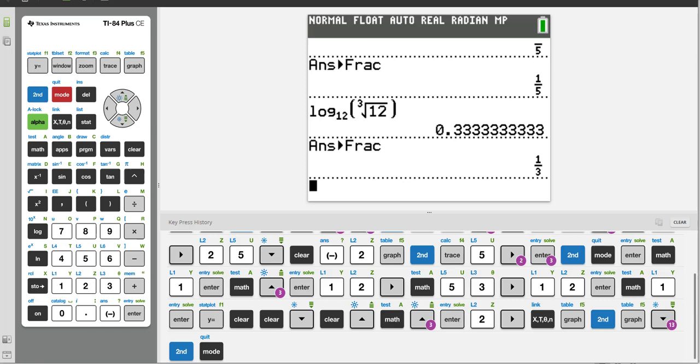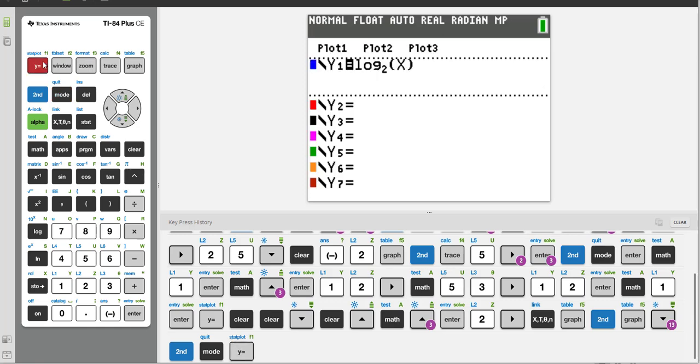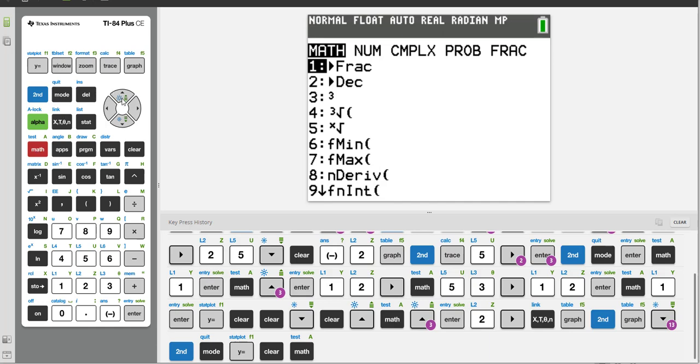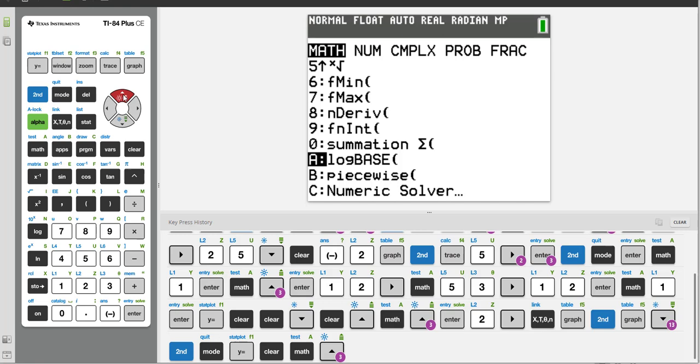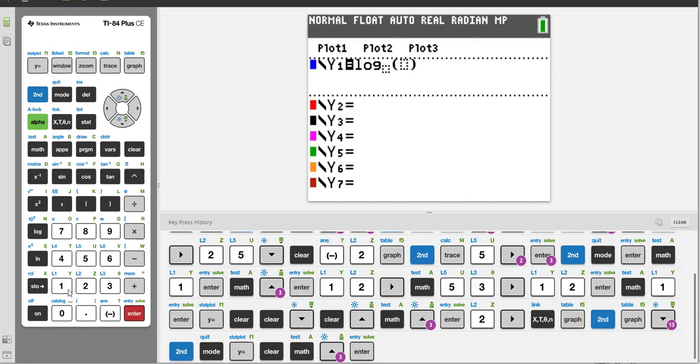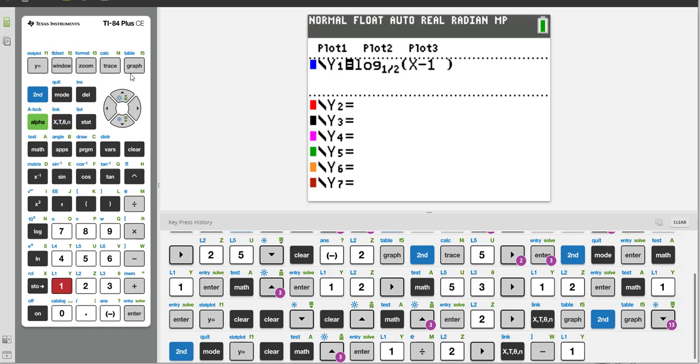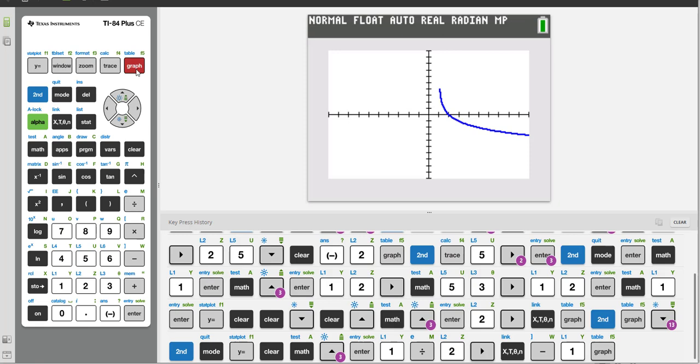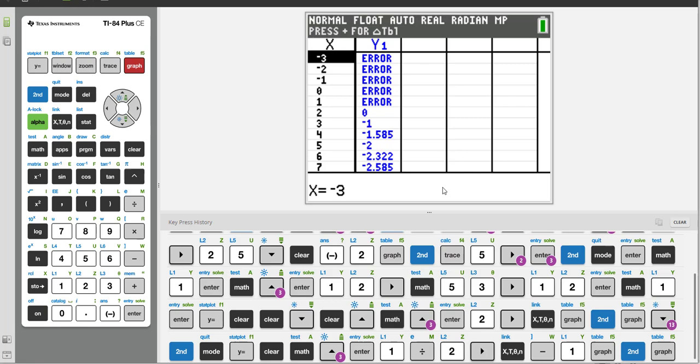For the second function, press y equals. Press clear to clear y1. Press math and use the up or down arrows to find the log base. Select it by pressing enter. Type in 1 divide 2 and press the right arrow. Type in x, subtract 1, and press graph to see your graph. Press second graph to see the table and use the points as needed. Notice all x values which are 1 or less give an error message. This is showing you the domain problem of the function.